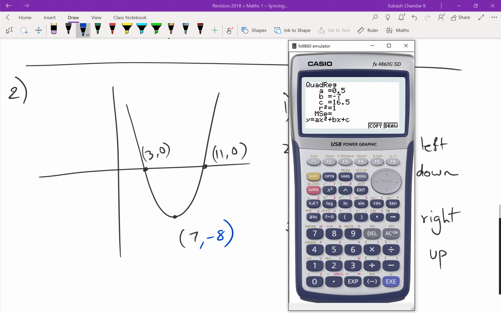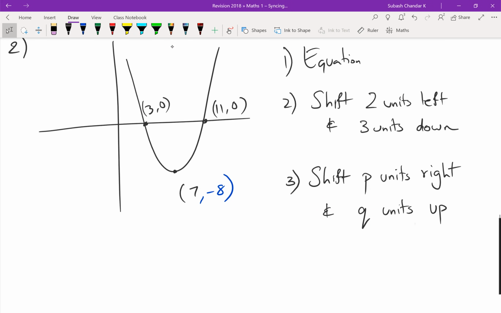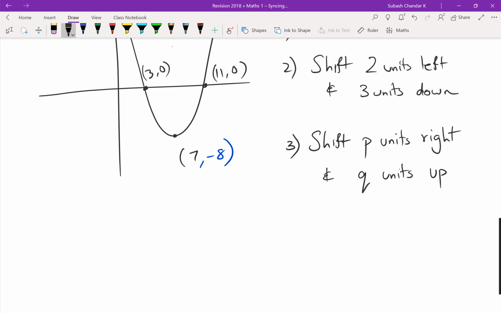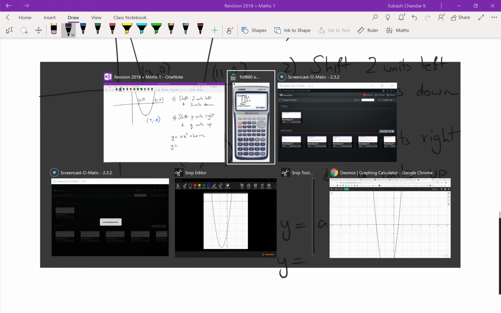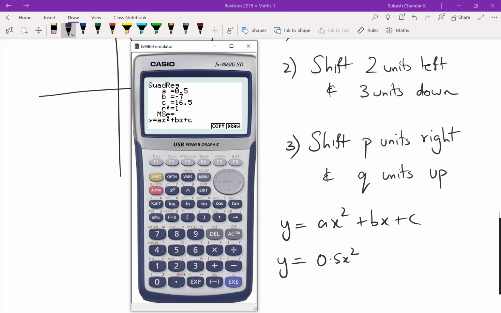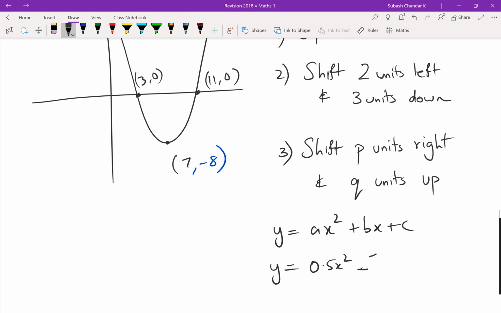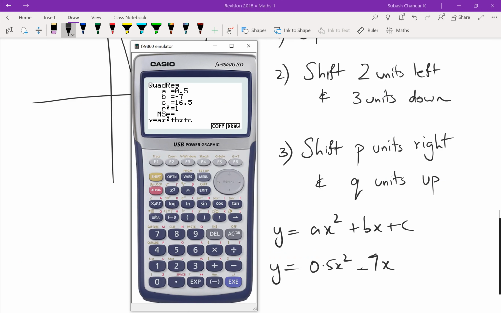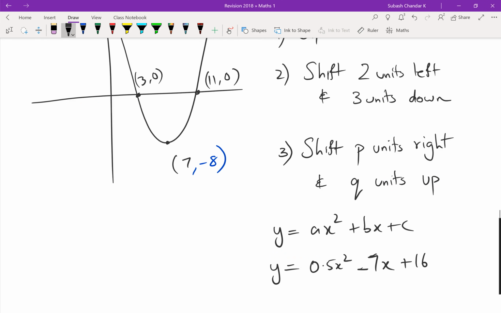So I've got my equation in which format? In the quadratic format. So fill up my A, B, C values, which is 0.5x squared minus 7x. Okay, those of you that did the graphics calculator, are you okay with that? Sweet. I bet you want to see the vertex form, yeah?